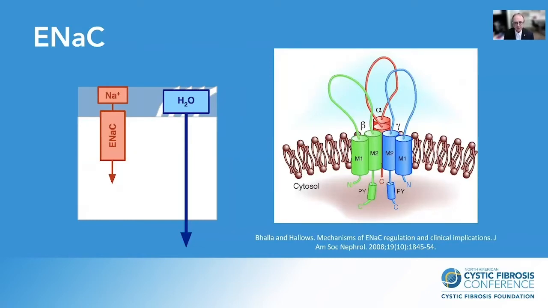So let's focus first on ENaC, the sodium absorber that dehydrates the airway epithelium and can cause mucociliary dysfunction. It's a complicated channel. Here you see there are three major subunits, alpha, beta, gamma, and they work in concert to absorb sodium.